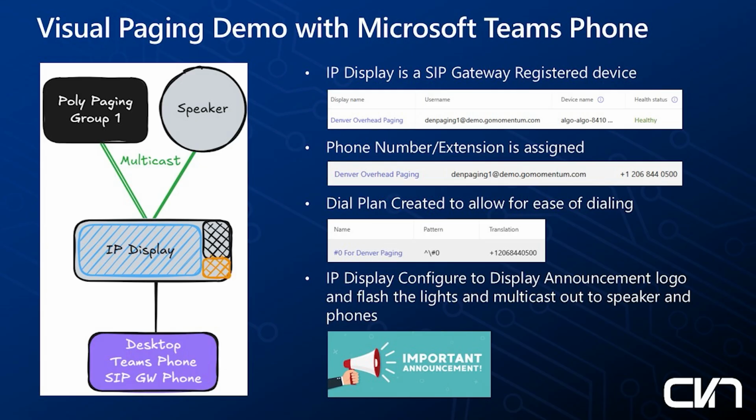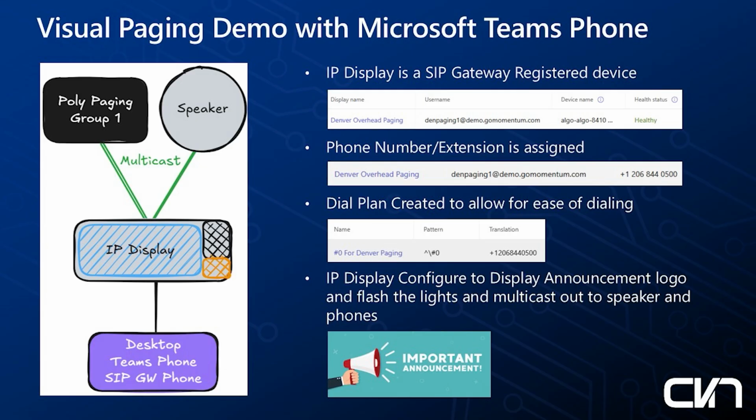Where that becomes interesting, maybe Matt, is we've got this desk phone that's a SIP Gateway device. And SIP Gateway doesn't necessarily have the ability to search for the named user called Denver overhead paging. You could set the phone number as a speed dial, or sometimes people will just remember that they need to dial #0 to get out.